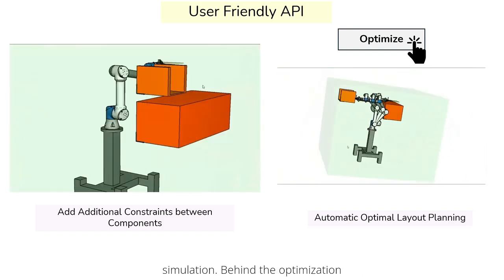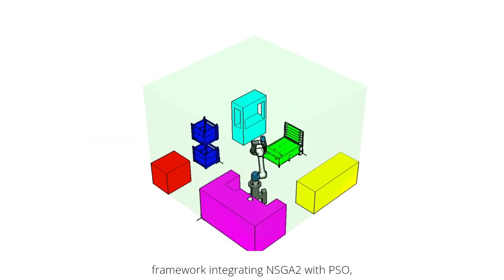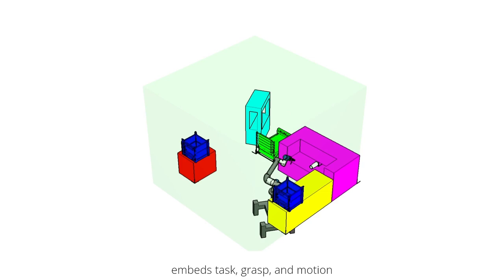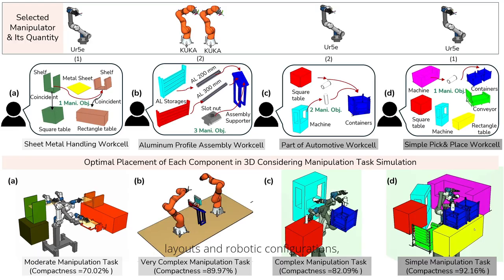Behind the Optimization button, we propose a hybrid evolutionary framework integrating NSGA2 with PSO, enhanced by a surrogate model to accelerate convergence. Our approach embeds task, grasp, and motion constraints directly into the optimization loop. The framework generalizes across various layouts and robotic configurations, showcasing robustness, reconfigurability, and scalability for industrial applications. And as you can see, not only the optimal placement resulted but also the task execution for each workpiece.